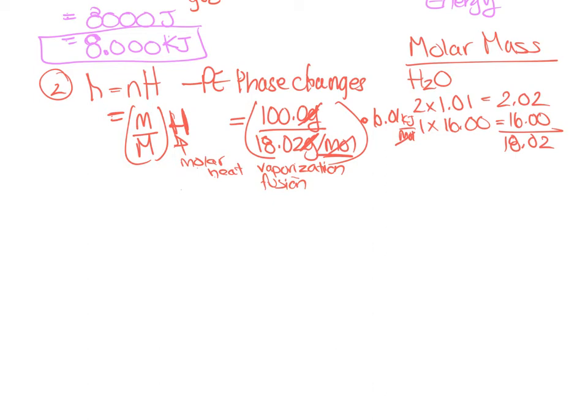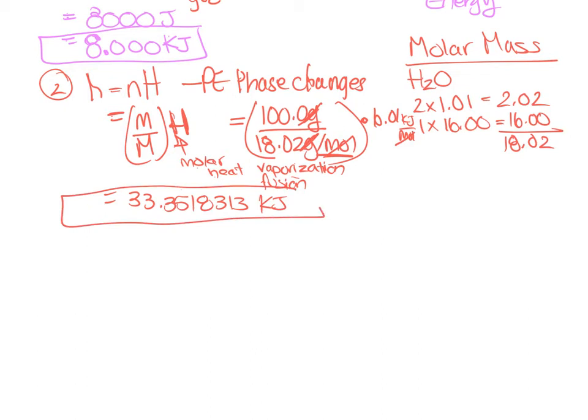Okay, so now we're going to do that on our calculator. So make sure that you do 100 divided by 18.02 first. And then you're going to times it by 6.01. And we're going to write down the whole number that we have. Notice that this one is actually going to be measured in kilojoules this time already, so that's good.